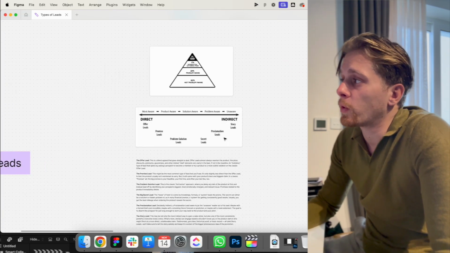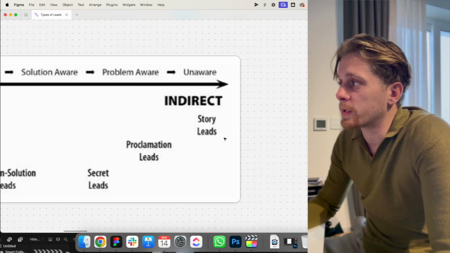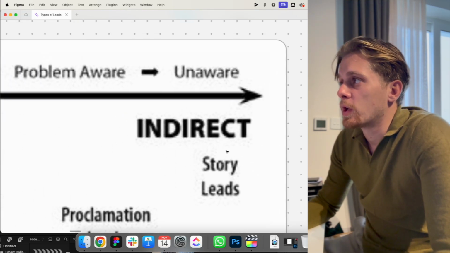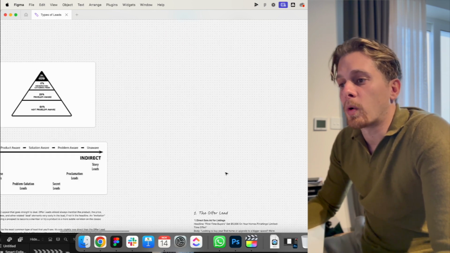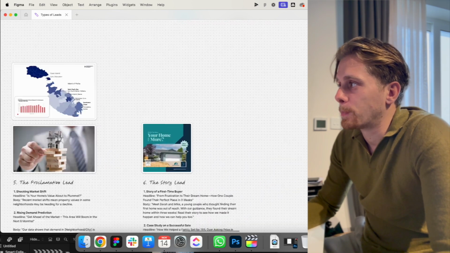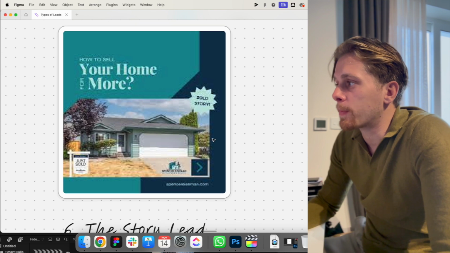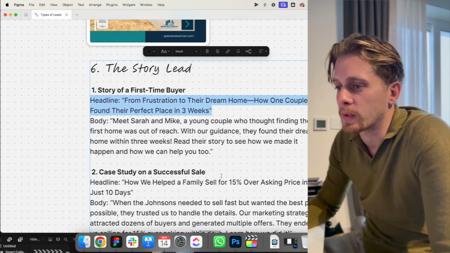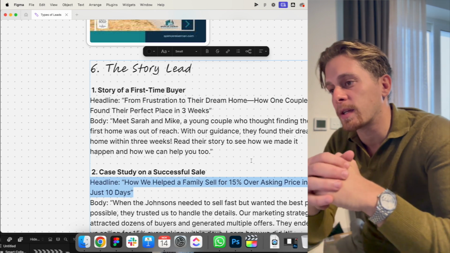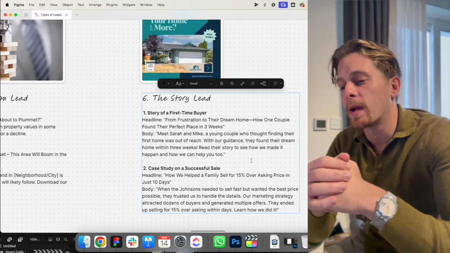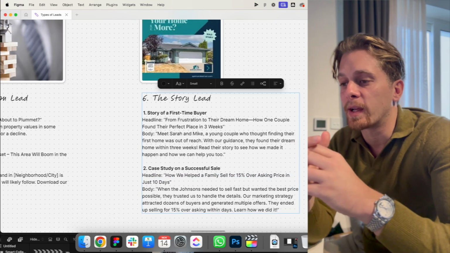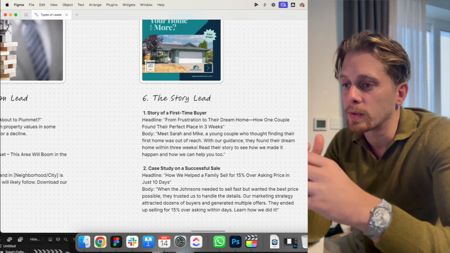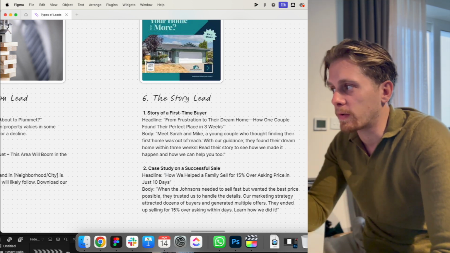And then the last one is story leads. These work really well as retargeting campaigns, which is showing them testimonials and client reviews, right? Which is how we helped a family sell 15% over asking price in just 10 days or 20 days of working with us. Like using past client success stories in a way where we can show them the secrets of what we've learned and how we help them and how it can apply to you. Like, learn how you could do this yourself.